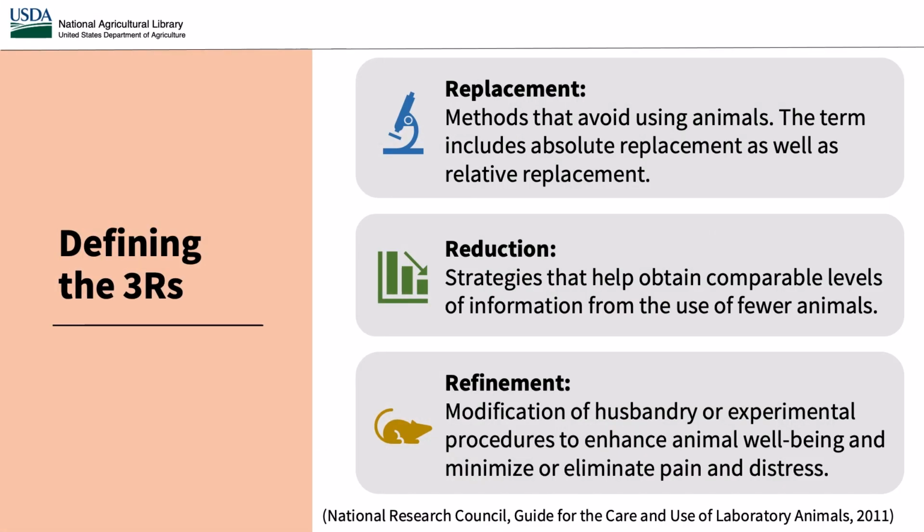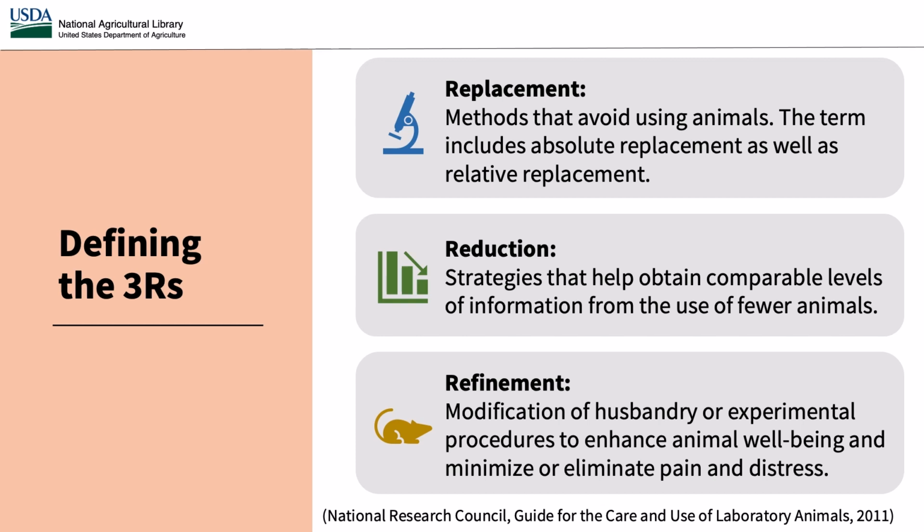So the 3Rs are replacement, reduction, and refinement of animal use, and they really pertain to animals in research. So with that being said, I'm going to go through and define each. Replacement is defined as avoiding the use of animals as models in research. For example, scientists could instead use mannequins or some type of simulation for training and practicing different techniques rather than using animals.